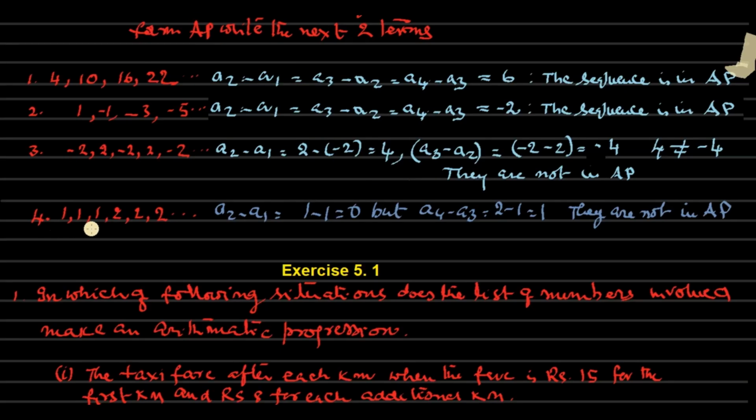Next, 1, 1, 1, 2, 2, 2. This is not at all in AP. A2 minus A1 is 1 minus 1, 0. But here, A4 minus A3, 2 minus 1 is 1. 0 is not equal to 1. So they are not in AP. You can select any consecutive terms. Here you see, first and second. Next, I have not taken this one and this one. I have taken this one and this one. I can take this one and this one also. Again you will get 0.